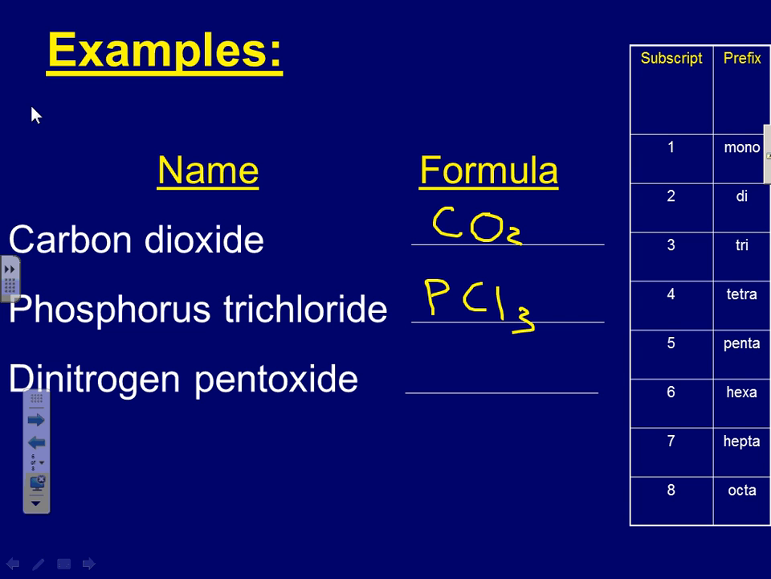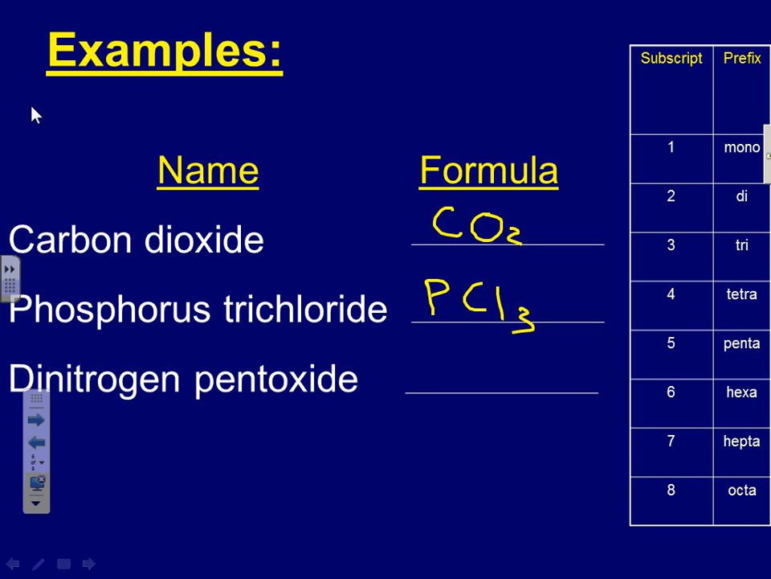Two. Two of which element? Nitrogen. What's the symbol for nitrogen? Nope, it's not Ni. You're close. That's nickel. Ne? Nope, that's neon. You're running out of options. You've got one more. N.